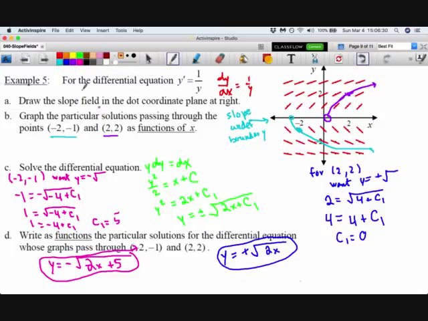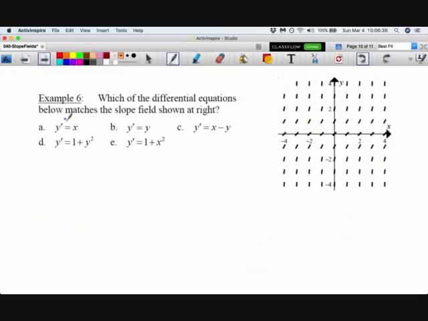Careful. We're going to end with a discussion of multiple choice problems that you could get. Here's one common one. Which of the following differential equations below matches the slope field shown at the right? So this slope field will end up being generated by one of these equations. So what do you want to check for? That becomes a really important question.